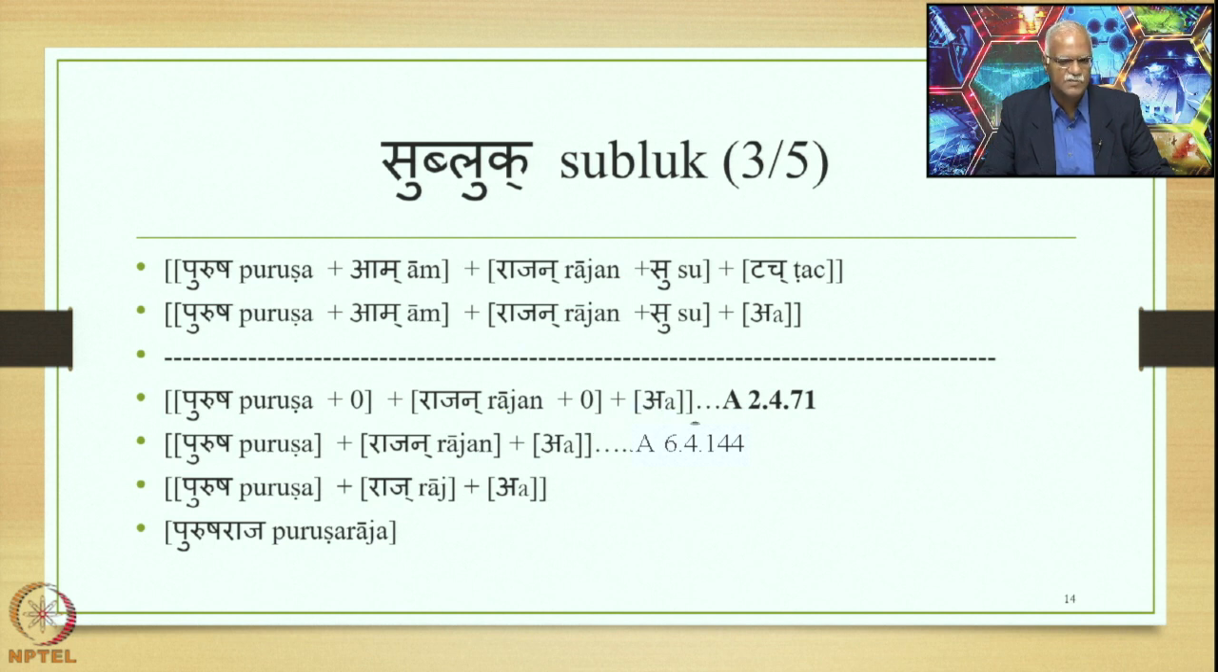And then we add the suffix. We have already added the suffix A, which is a samasanta pratyaya. And then we do the next processing by applying 64148. We delete this An of Rajan. And finally we get Purusha Raja as the compound. But the point is that 2471 applies at an early stage by removing the sentential context in the form of the sups. It then facilitates the compound generation. This is a very crucial stage in the process of compound generation.